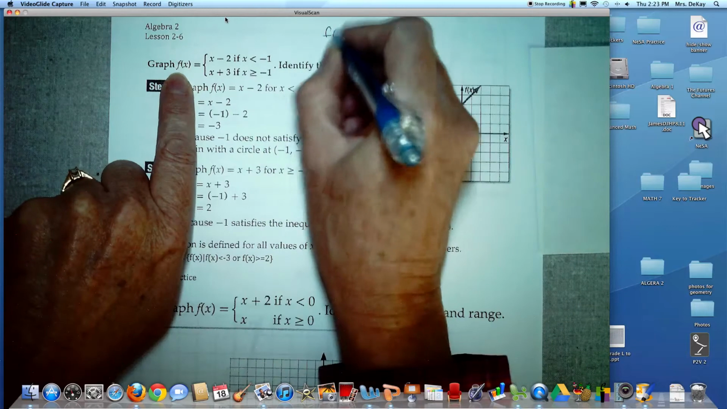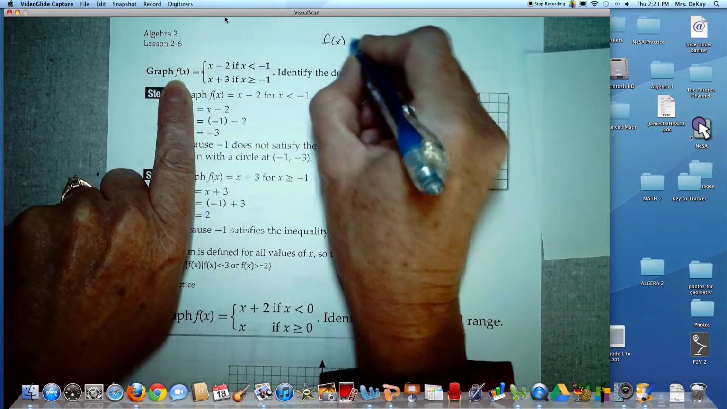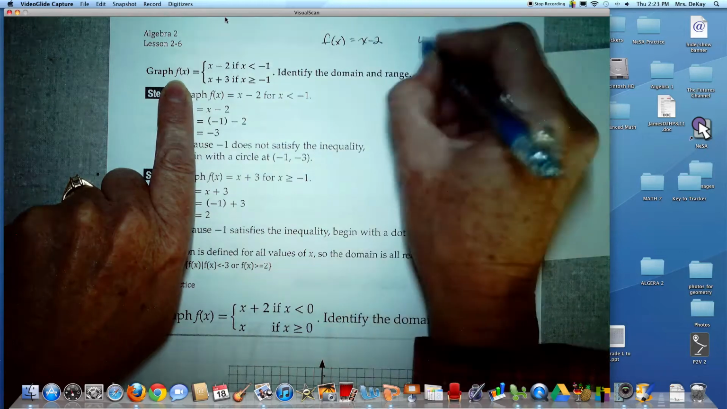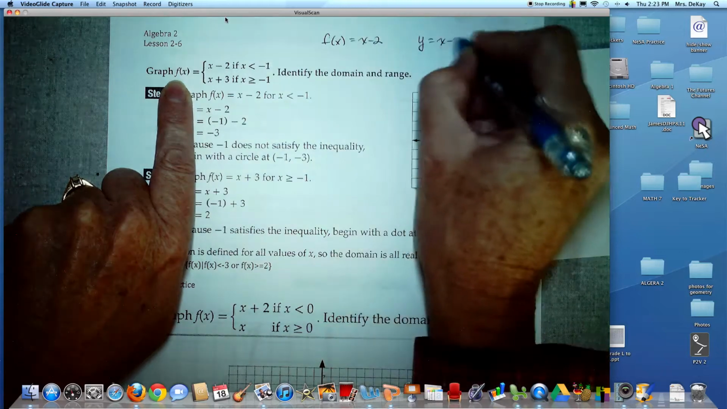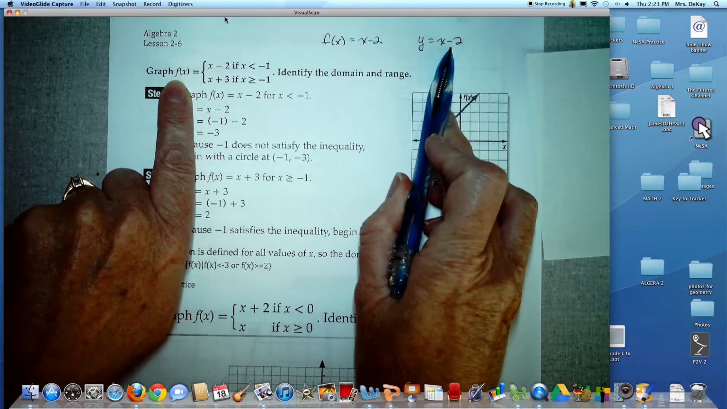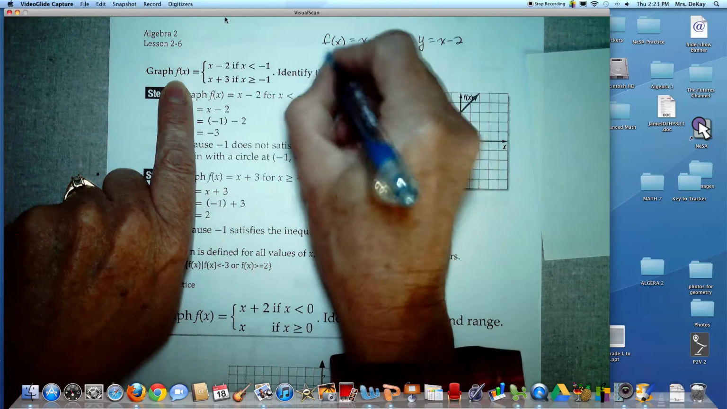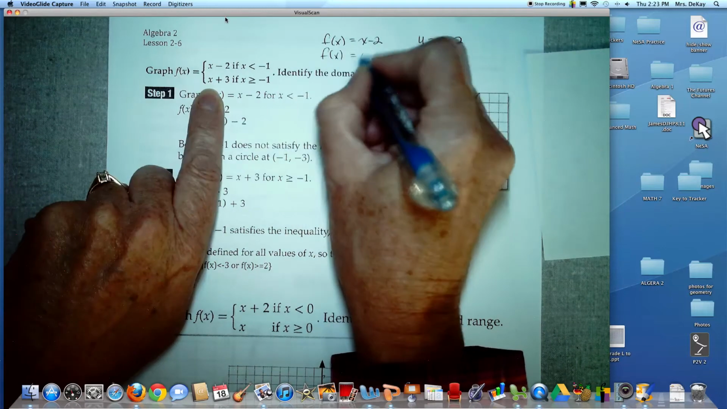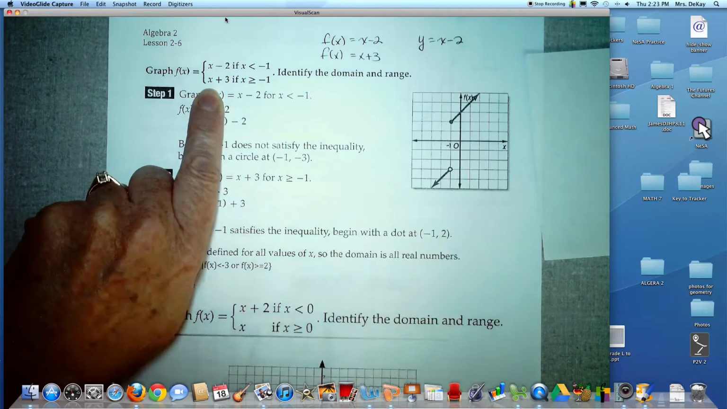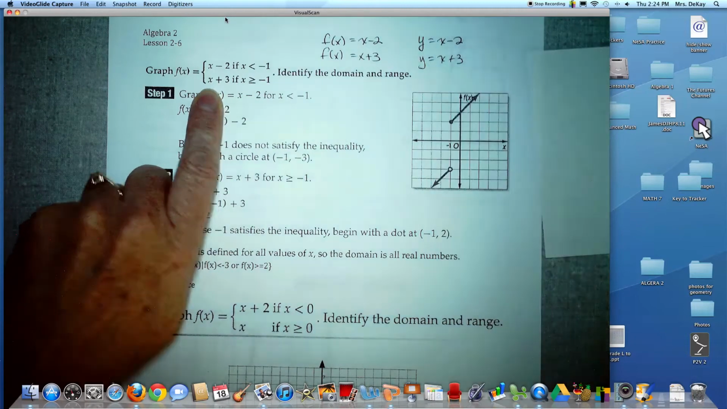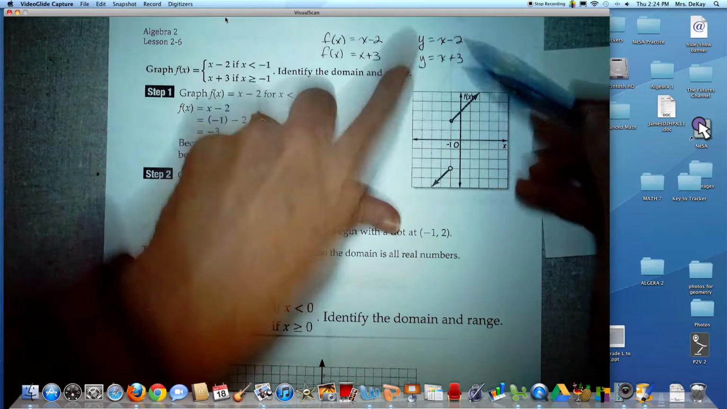One thing that's happening is this. And remember, that's the same thing as y equals x minus 2. That's just a linear function, okay? Fancy label. And this is also happening. F of x is x plus 3, or y is x plus 3. So I have two lines going on at once.